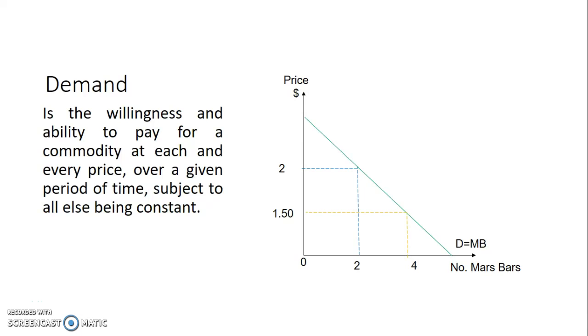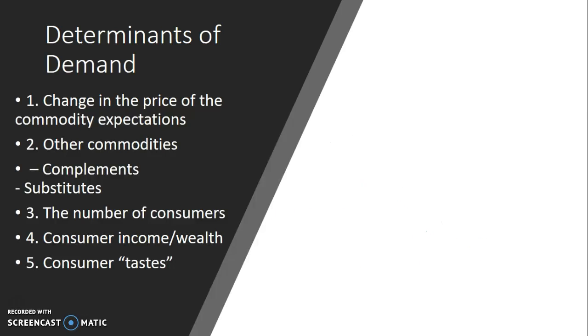Demand. Demand is the willingness and the ability to pay for a commodity at each and every price over a given period of time, subject to all else being constant. The demand curve is downward sloping, and the curve is from the top left over to the bottom right. It runs along the line as prices go up or down. The determinants that shift the curve either left or right are changes that occur apart from price.